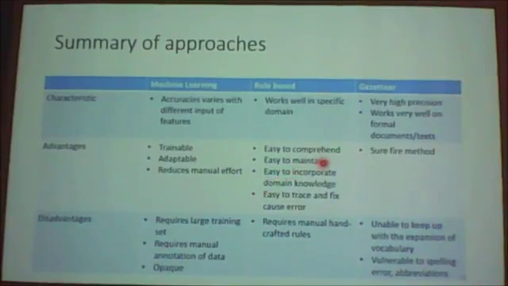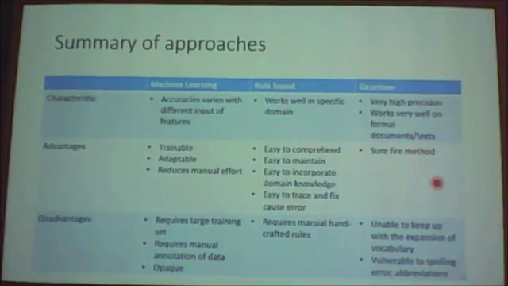For rule-based, the advantage is that it is easy to comprehend and maintain and to incorporate domain knowledge, and it's very easy to trace and fix the errors, because in the example I showed just now, the rules are quite readable. So you can trace back to the original rules that cause a certain problem. However, the disadvantage is that it requires manually handcrafted rules, which means we need to go through the data sets to get to know the rules and formulate them.